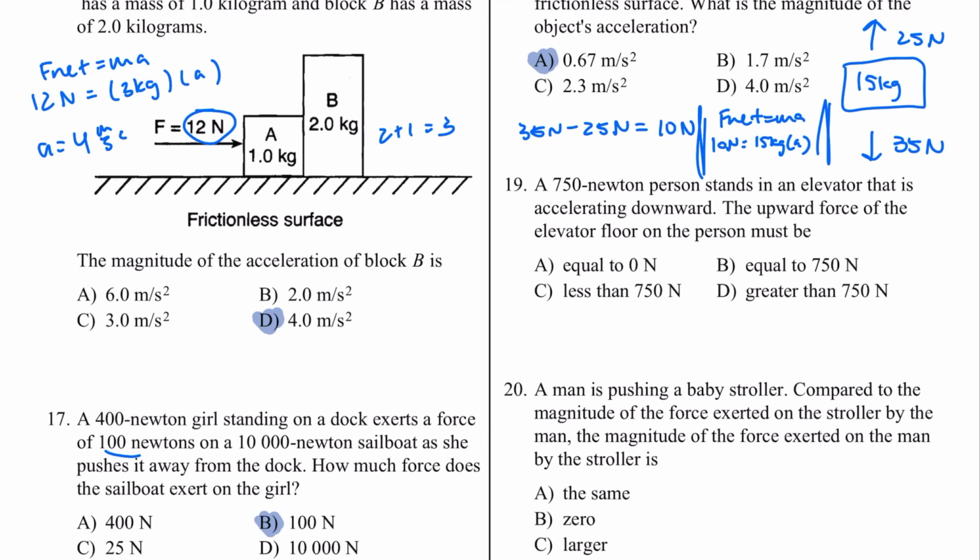19. A 750 Newton person stands in an elevator that is accelerating downward. The upward force of the elevator floor on the person must be what? So this person is 750 newtons and he needs to go downwards. If there's a 750 Newton force supporting his weight upwards, then he's just going to stand there at rest. He's not going to go down. That Fn supportive force needs to be less than 750 newtons in order for him to go downward. So the answer is going to be choice C.